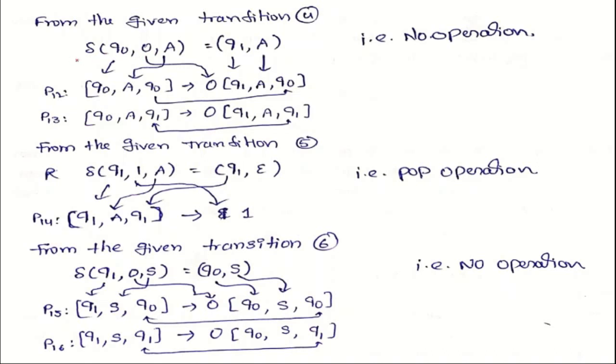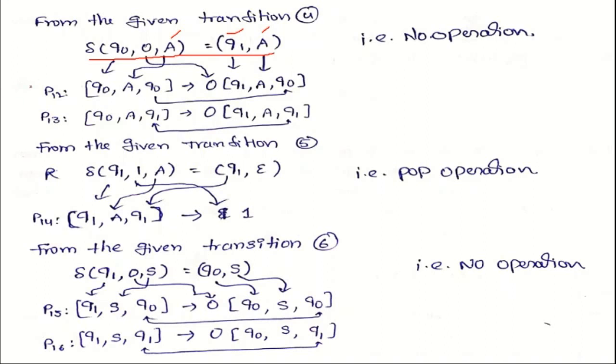So this is the 4th production rule, del of Q0 comma 0 comma A equals Q1 comma A. That means when reading from current state Q0, the input is 0 and the top of the stack is A, then go to next state Q1 and don't perform any operation. There was no push operation, no pop operation. These types of operations can produce only 2 production rules. Why? Because here there are 2 states, that's why 2 production rules. In case of 3 states, then 3 production rules.